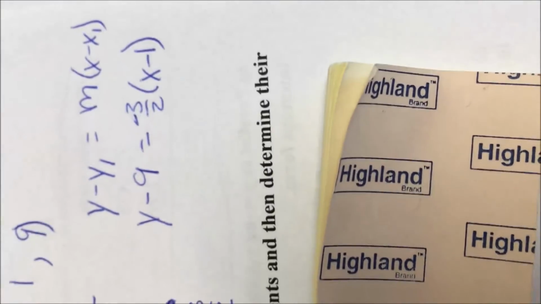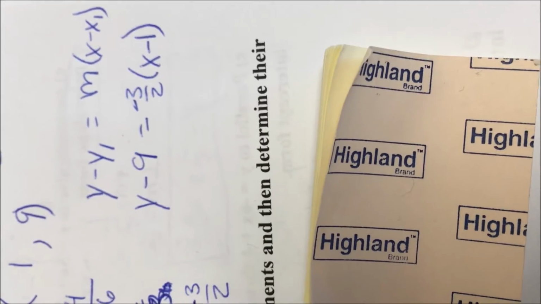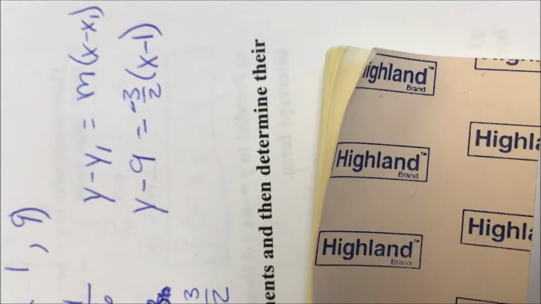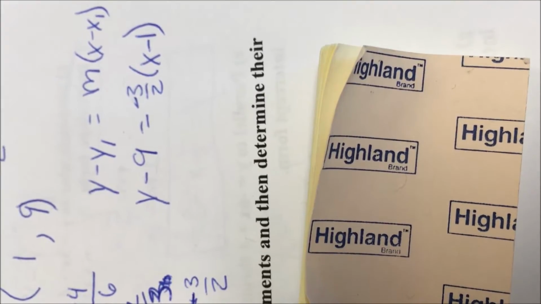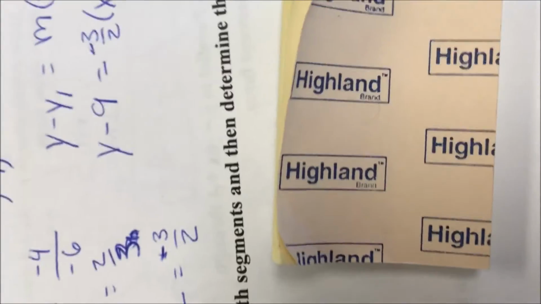So when I put it in point-slope form, it should be y minus y1 equals m times (x minus x1). So the equation is y minus 9 equals negative 3 over 2 times (x minus 1). Okay. Number 4, ooh, that's a toughie.